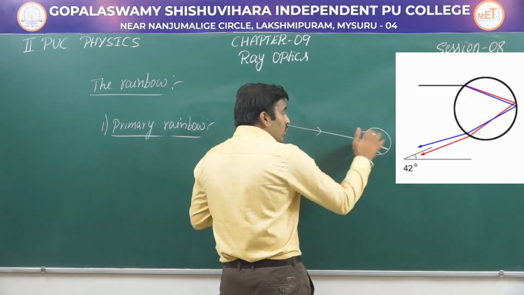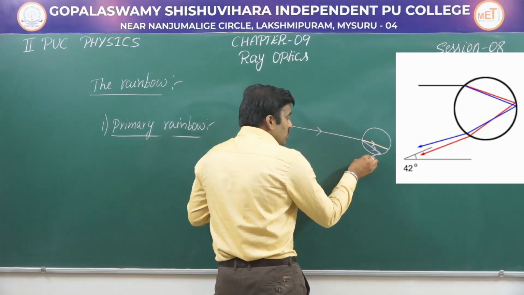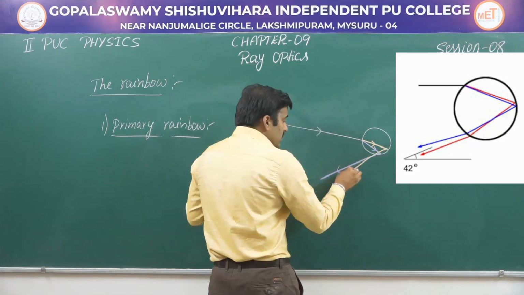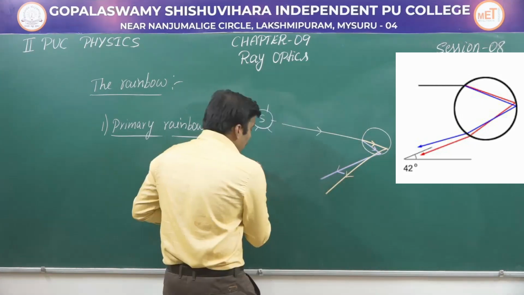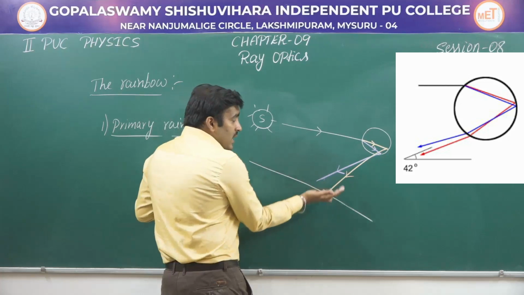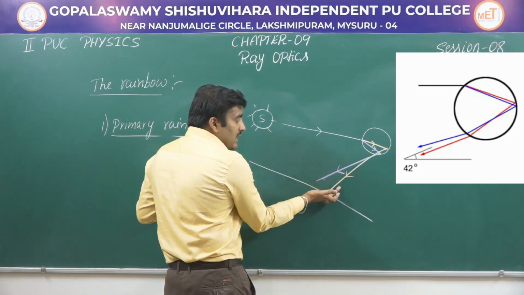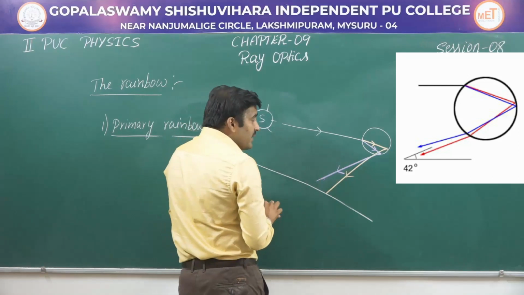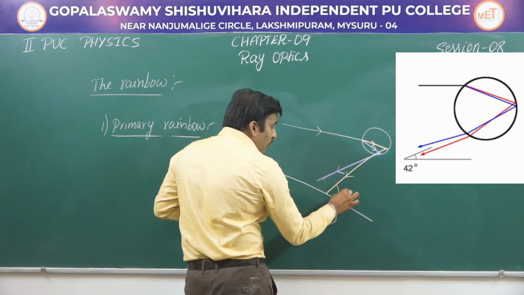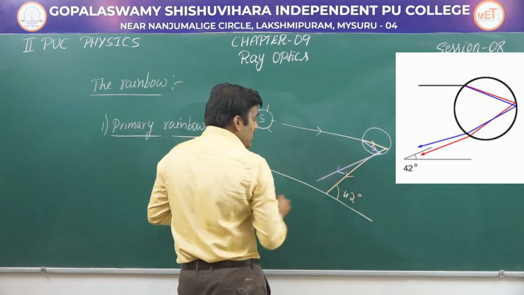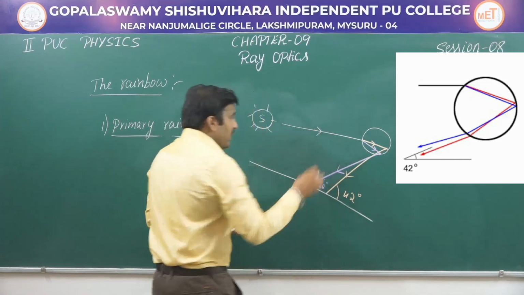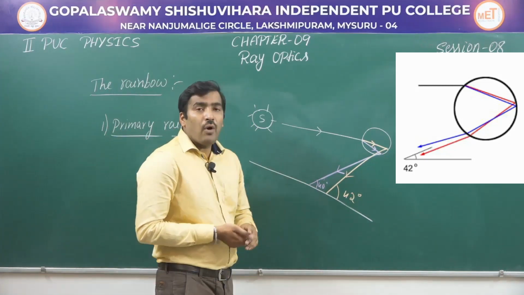And while coming out of this spherical droplet, this is the violet light, and we can see the red color like this. So for an observer who is observing from the incident direction of light, you can see a violet color at the top and red color at the bottom. The angle subtended by this red light is 42 degrees with respect to the incident direction, and the angle subtended by the violet color is equal to 40 degrees. So this is how a rainbow is going to form in nature.